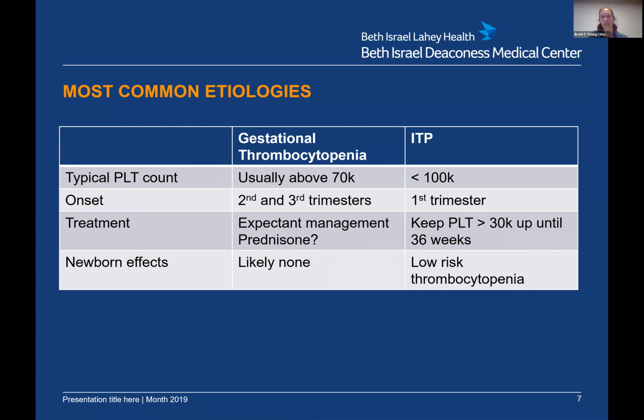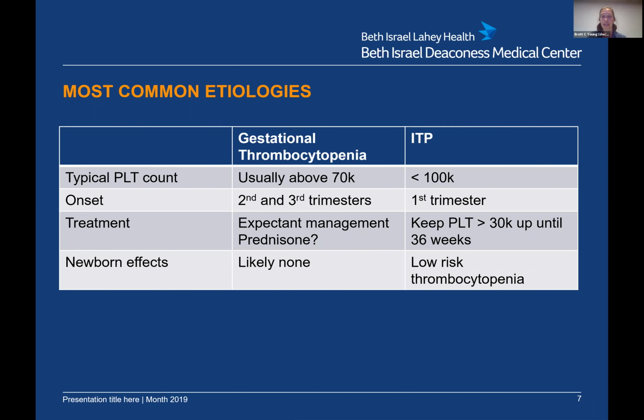Usually the platelet count may help us, as well as the timing of onset of the thrombocytopenia. The typical platelet count in gestational thrombocytopenia is usually over 70,000. It's pretty unusual for it to be under 70,000 or under 75,000. And in ITP, to make that diagnosis, you need to have a platelet count under 100,000. Again, 100,000, not 120,000 or 130,000.